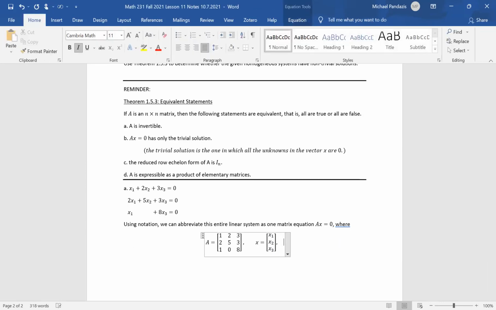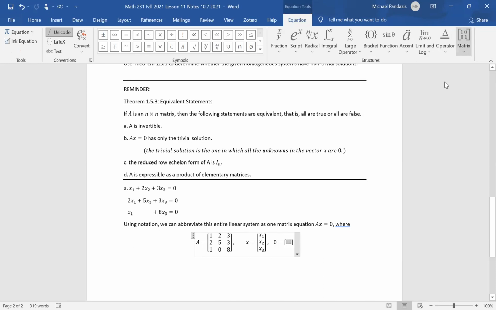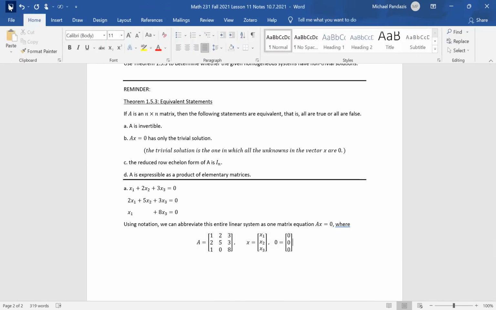And remember I was telling you 0 is weird. In linear algebra, the 0 there is not referring to the number 0. It's referring to a 3x1 zero matrix. Any zero matrix is just one in which all the entries are 0. So I can express all of this, x1 plus 2x2 plus 3x3 equals 0, 2x1 plus 5x2 plus 3x3 equals 0, and x1 plus 8x3 equals 0, as AX equals 0, where A is the coefficient matrix, x is this matrix, and 0 is that one.